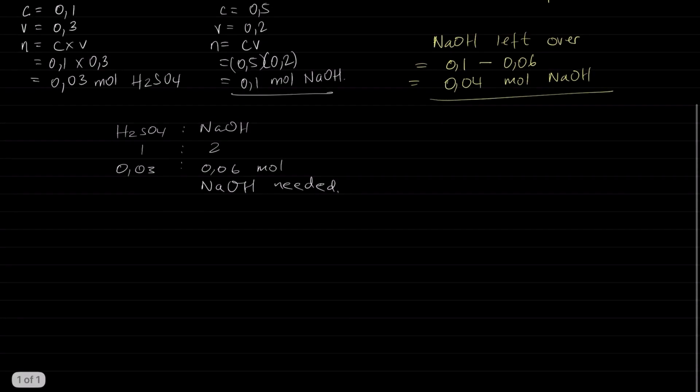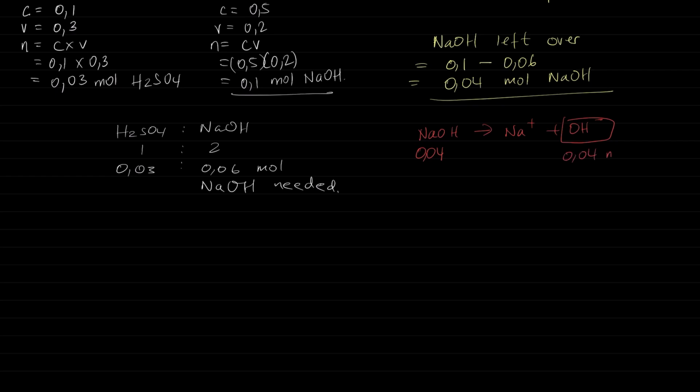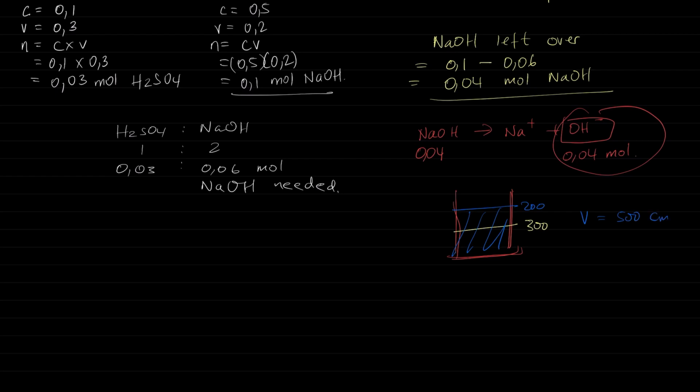So let's take a look at what happens with the NaOH that's in excess. The NaOH that's in excess is going to dissociate. It's going to break up into Na+ ions and OH- ions. Now, we know the number of moles of this. This is 0.04. That means the OH- will also be 0.04 moles. And this OH- is sitting now in a container that has a volume of 300 cm³ plus the 200 cm³. And so it's sitting in a volume of 500 cm³.